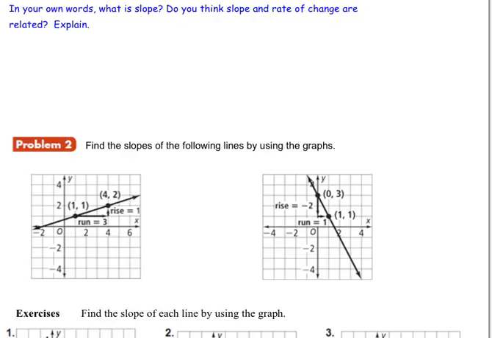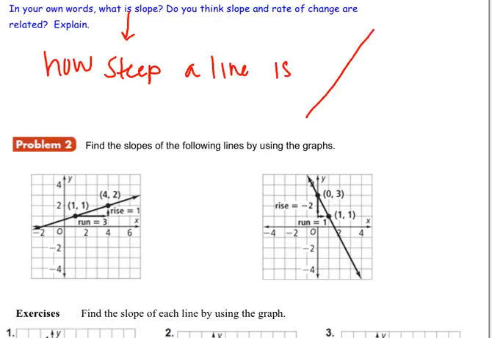So in your own words, what is slope? Do you think slope and rate of change are related? Well, if you're an outdoorsy person, I'm sure you're thinking slope as in a mountain or how steep something is, but you can think of it the same way as a line. Slope is how steep a line is, right? So we have lines that go like this, we have really steep lines, we have really flat lines. That's all slope is. And how are they related? Slope and rate of change are actually the same thing.